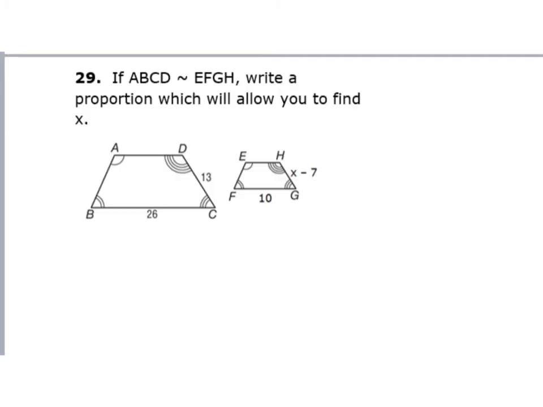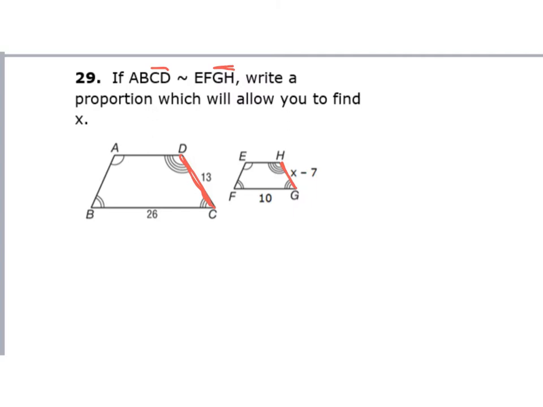Number 29. If quadrilateral ABCD is similar to quadrilateral EFGH, write a proportion which will allow you to find x. Okay, so what I need to do is look and see where I have an x. I have an x right here on HG, and then see what that matches. HG matches with DC. And then we have to decide what we want to have in the numerator or what we want to have in the denominator.